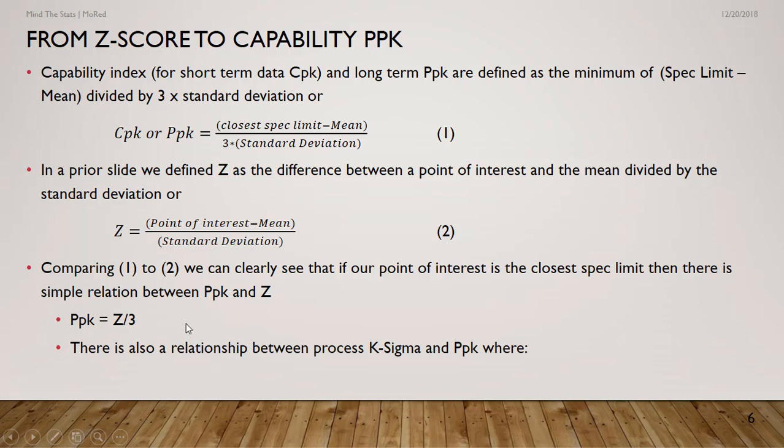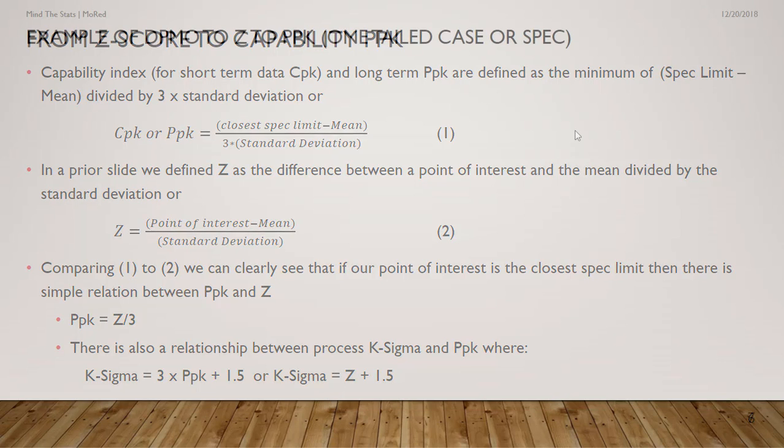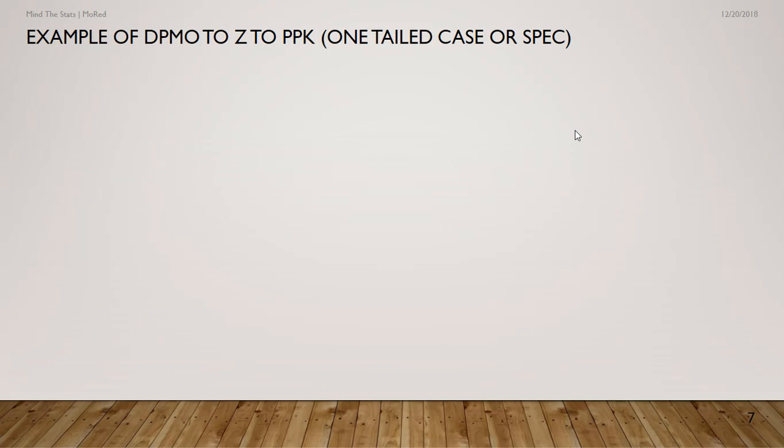We're not going to dwell too much on the K sigma or process sigma, but take it for now as 3 times PPK plus 1.5. And in future sessions I will discuss this in more detail. Now that we know how DPMO, Z, and PPK are related, we can take an example.